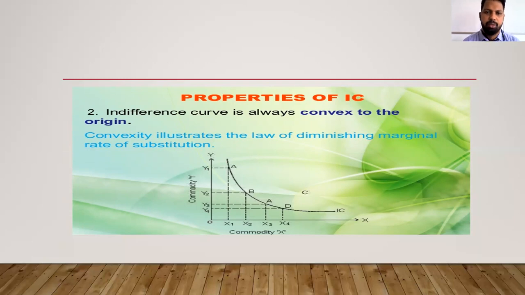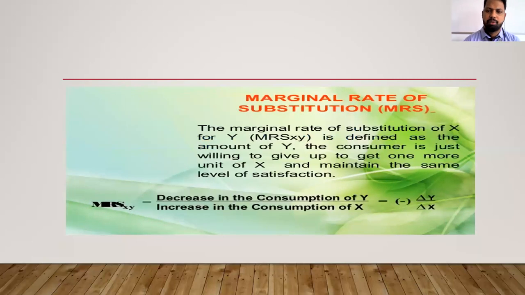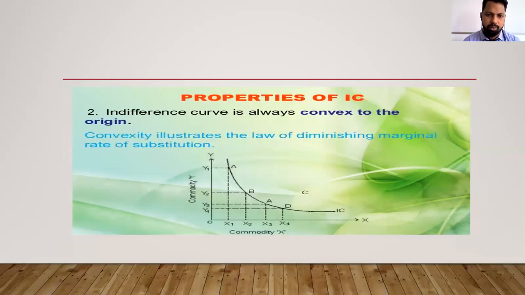What is marginal rate of substitution? Marginal rate of substitution is the rate at which one commodity is substituted for the other commodity without changing the level of satisfaction. If you change one commodity with the other commodity, without changing the level of satisfaction, that is called the marginal rate of substitution. Because of the marginal rate of substitution, the indifference curve has a convex shape, it is convex to the origin.